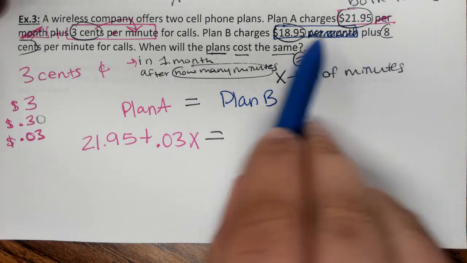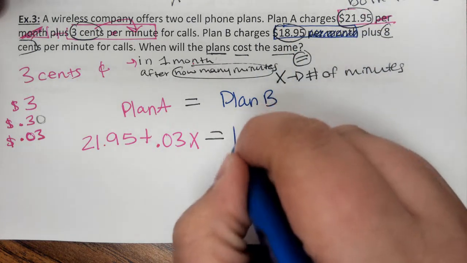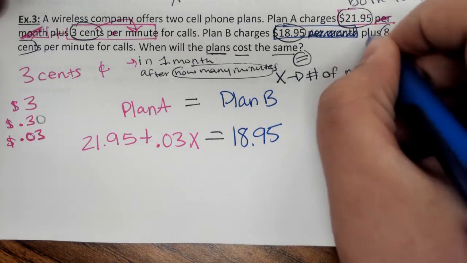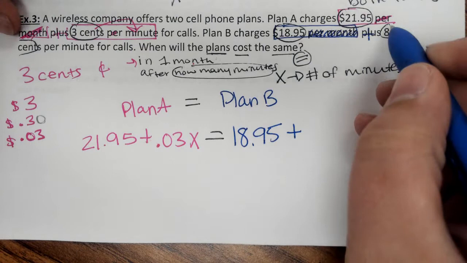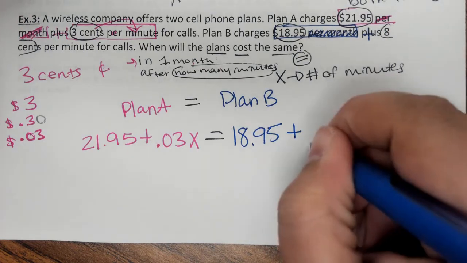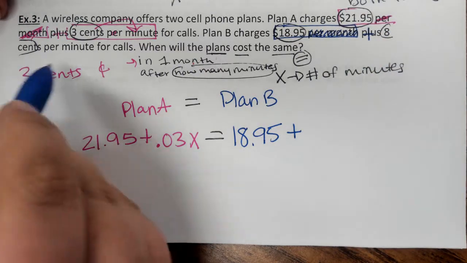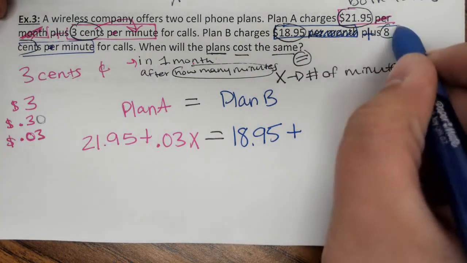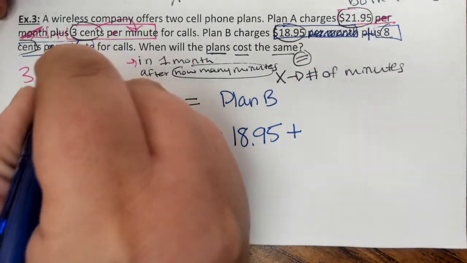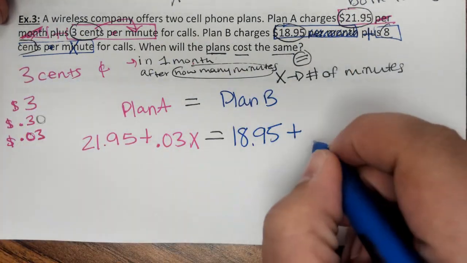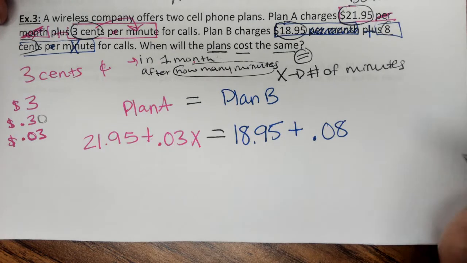Or this is just 1 month, and 1 times $18.95 is $18.95. Plus tells us to add 8 cents per minute per phone call. Think about how you would write 8 cents. 8 cents per minute, that would be 8 cents times the number of minutes. The number of minutes is x, so this is 8 cents times x. And you write 8 cents as 0.08.